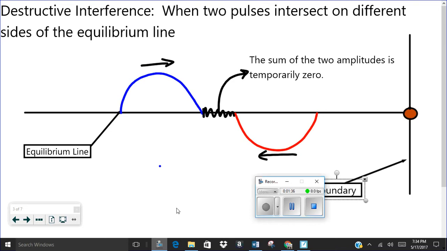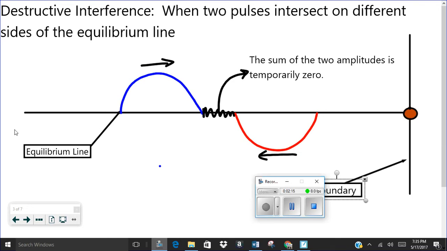Destructive interference is the exact opposite. Suppose you have two pulses, one on the top of the equilibrium line, one at the bottom of the equilibrium line. When those two waves intersect or superposition, you still add up the sums of the amplitudes. However, if the waves have the same amplitude, those amplitudes will cancel each other out. And so momentarily, it will look like the wave has disappeared. However, over time, that wave will reappear after the two waves have passed each other.